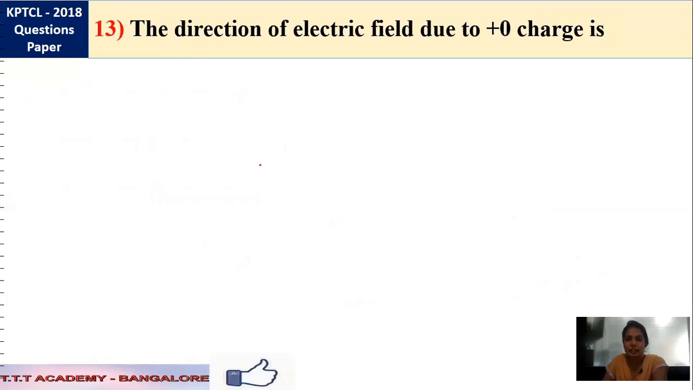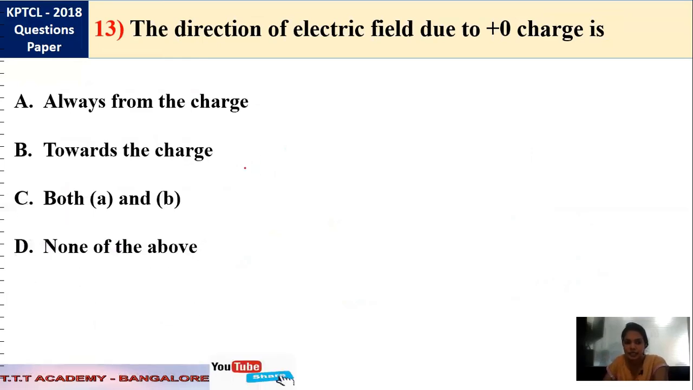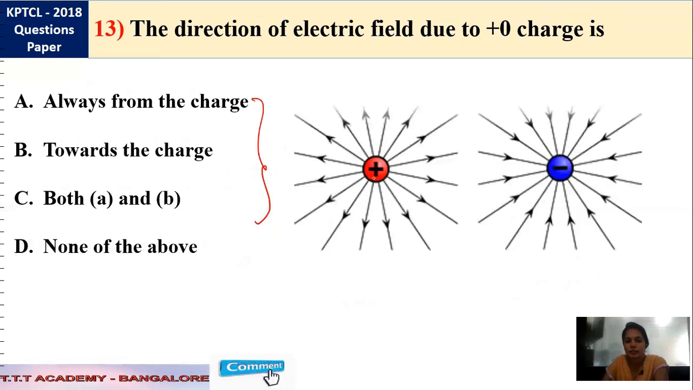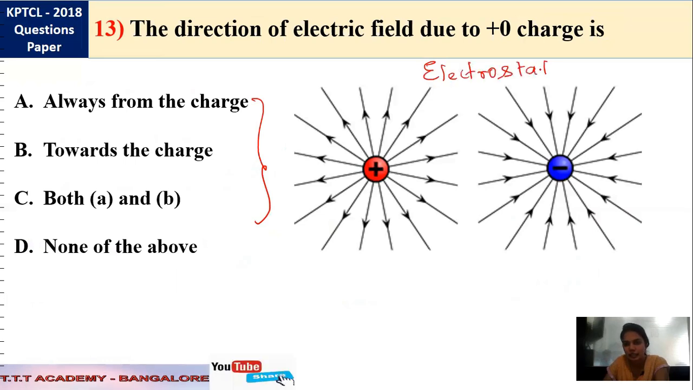The direction of electric field due to the positive charge is. These are the options. So from electrostatics, we know that the field lines will always originate from a positive charge and always terminate at the negative charge. So the direction of electric field lines from a positive charge will always be away from the charge, and the direction of field lines in case of a negative charge is always towards the charge. So the answer to this question is option A, always away from the charge.